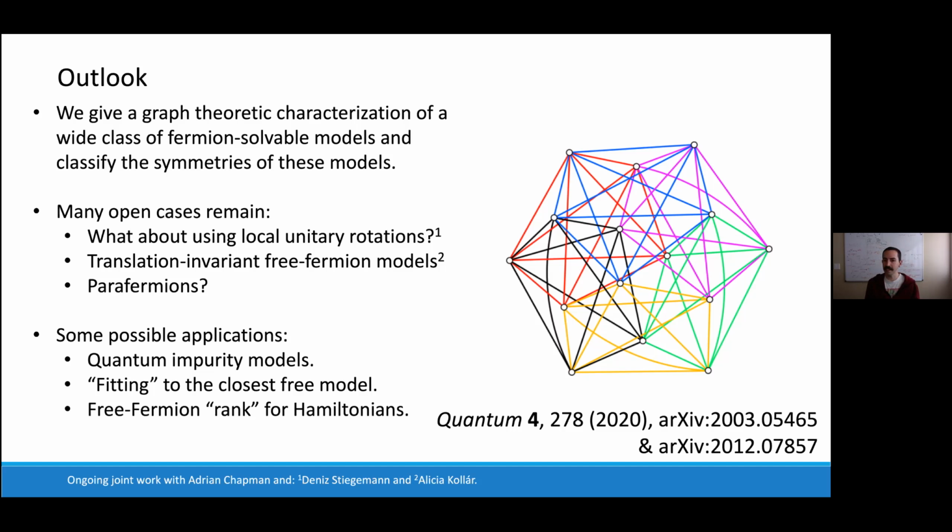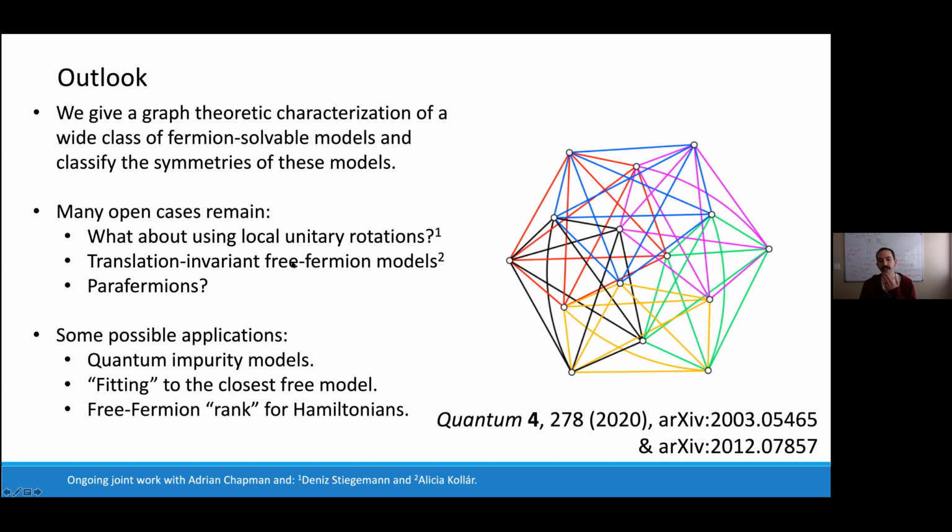We suspect that this is an NP-complete problem. It's in NP because if somebody gave you, in the yes instance case, the local rotations, then you can check that it's a line graph. So we suspect that this is NP-complete, but we don't know yet. These are some discussions I've had with Adrian Chapman and Dennis Stiegemann.